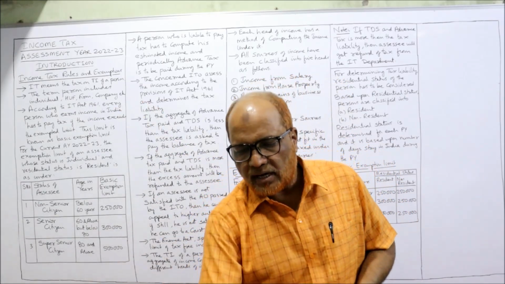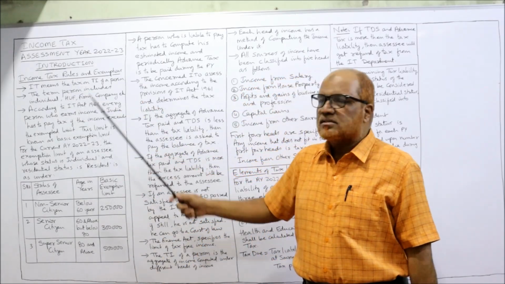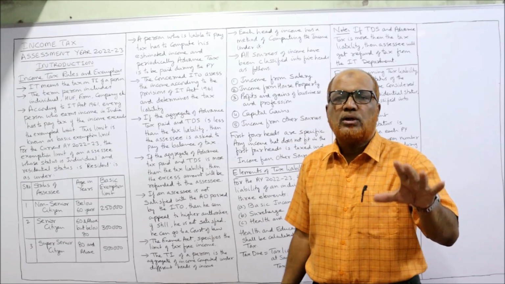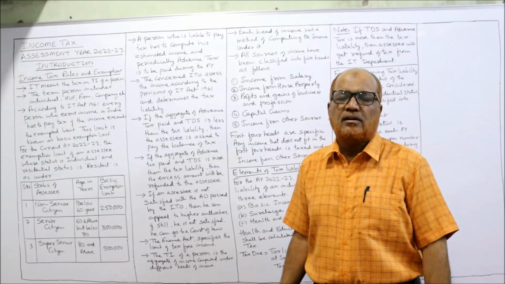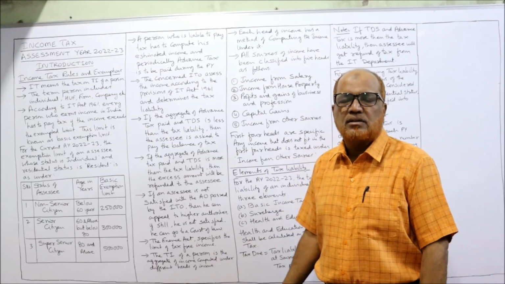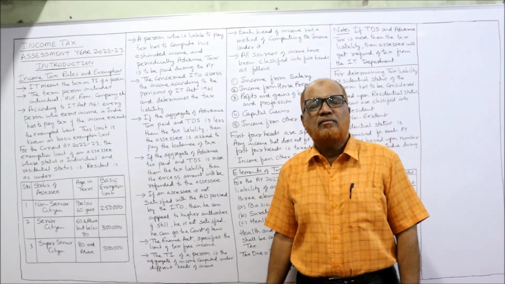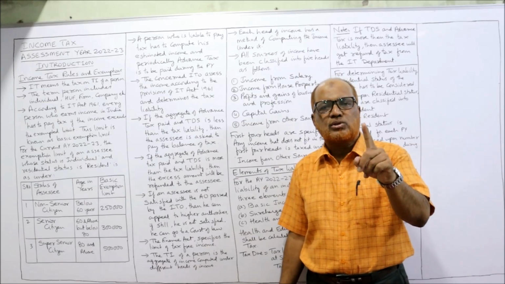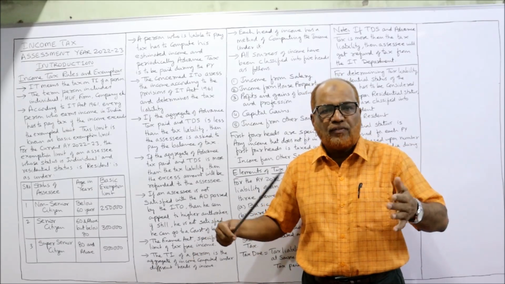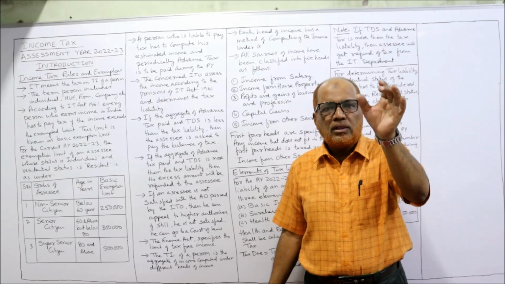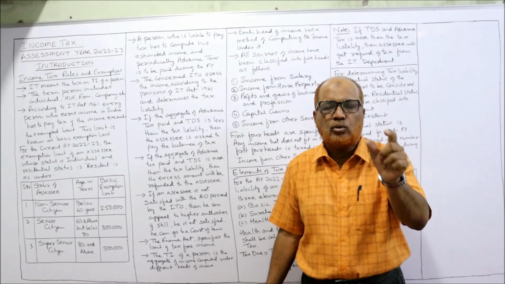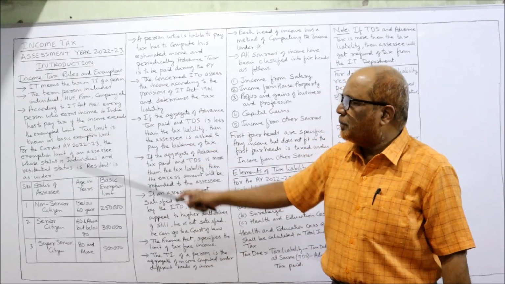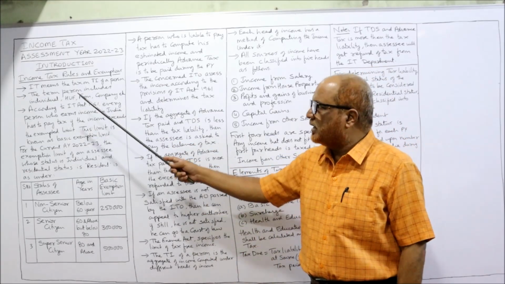Now, see here I have written, income tax means the tax on the total income earned by the person during the previous year from different sources. It does not mean that a person will have income only from one source. A person may have income from different sources. So all the total income will be calculated from all the sources, and on that total income tax will be applied. So person includes all individual, HUF, company, etc.